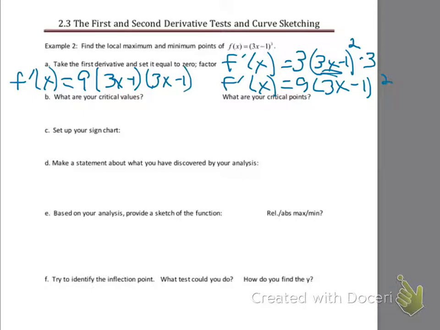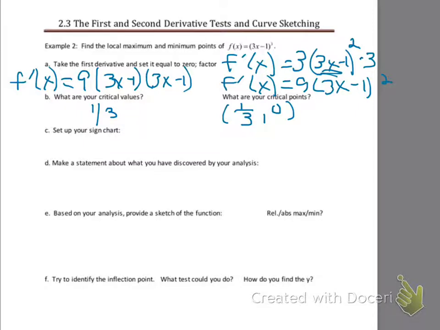So I only have one critical value, and I get that by setting my factors, 3x minus 1 and 3x minus 1, equal to 0, and I get 1/3. 9 is not a factor because there is no x there. So my critical value is x equals 1/3. My critical point: take your 1/3, put it back in your original equation, and you will get a value of 0. So I now have a critical value as well as a critical point.